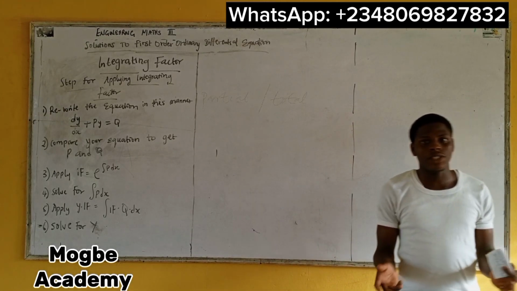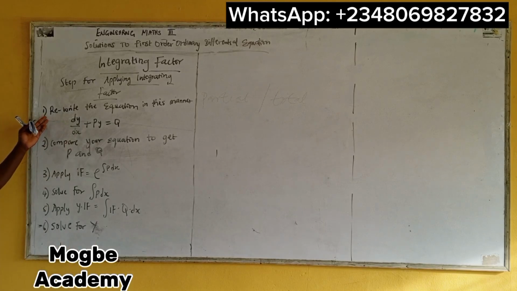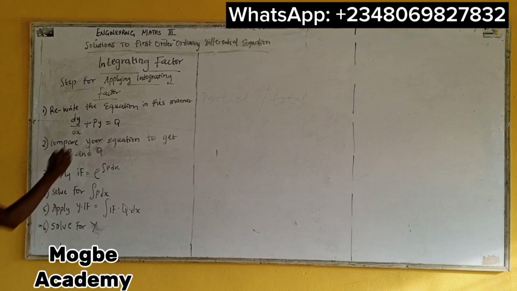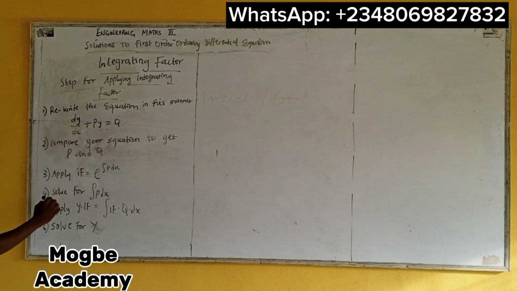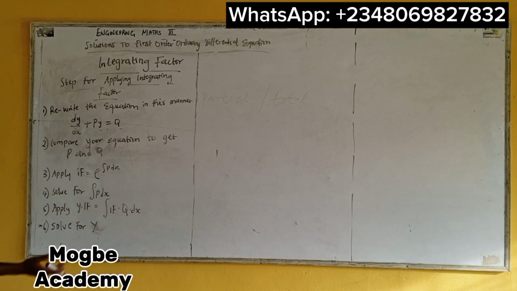to solve the first order ordinary differential equation. The first step is to rewrite the equation in this manner. That's the first thing you are supposed to do. The second thing is, after rewriting it, you compare to get your P and your Q. Why are we comparing to get P and Q? Because that is what we are using to do our calculations.